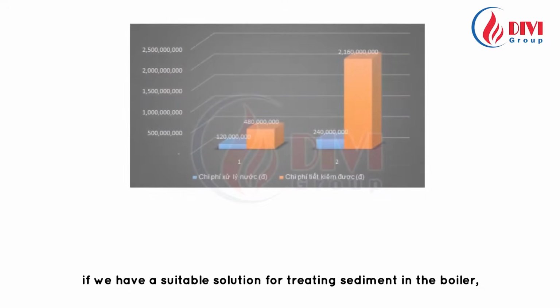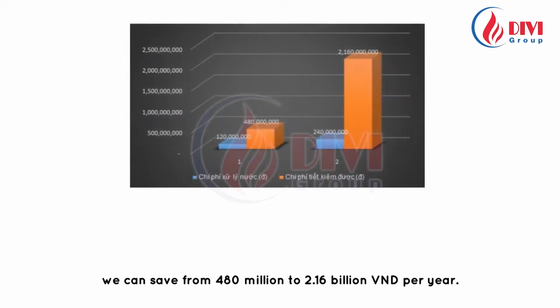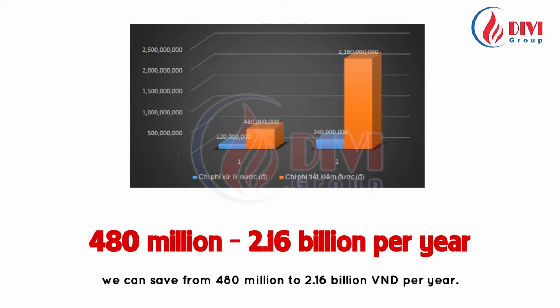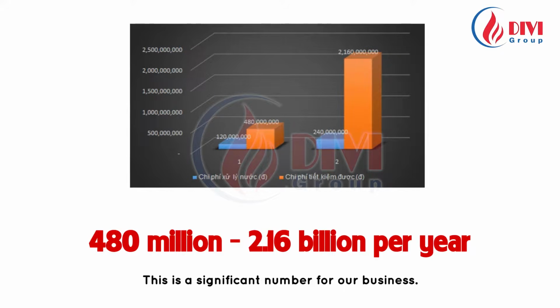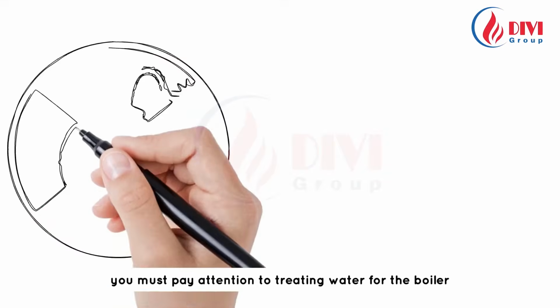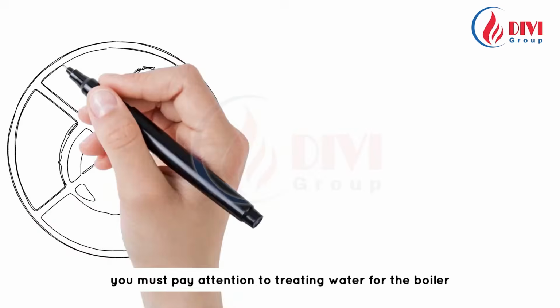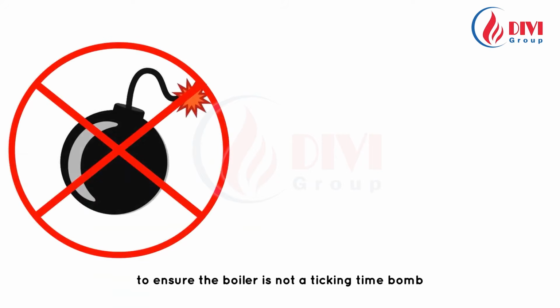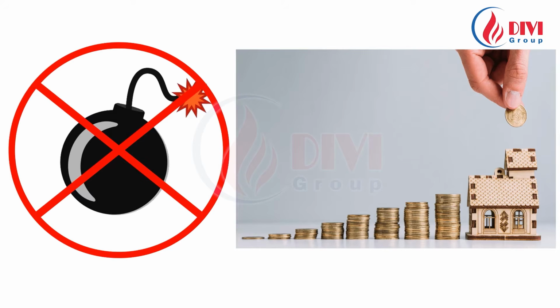We can easily see that if we have a suitable solution for treating sediment in the boiler, we can save from 480 million to 2.16 billion VND per year. This is a significant number for our business. Therefore, according to DIVI Group's advice, you must pay attention to treating water for the boiler well to ensure the boiler is not a ticking time bomb and brings a considerable profit margin to our business.